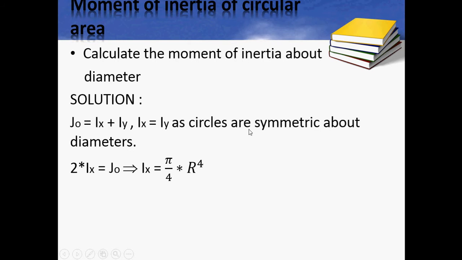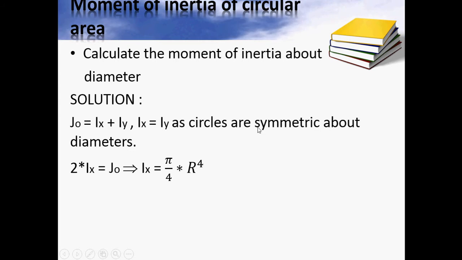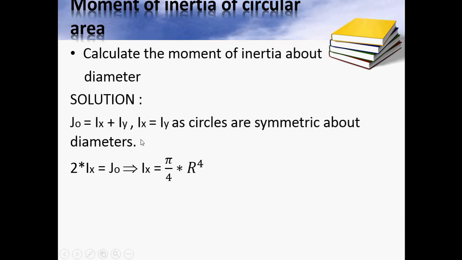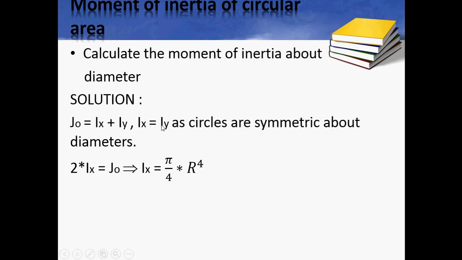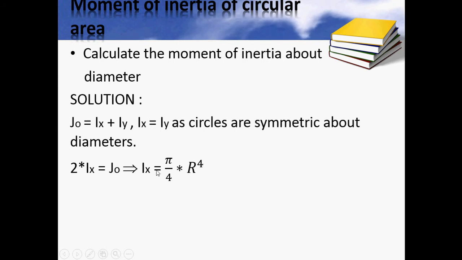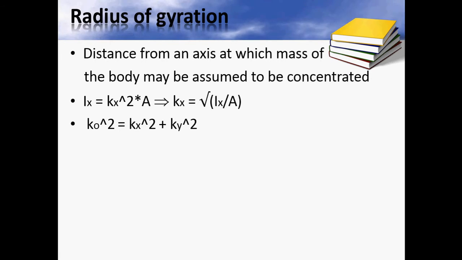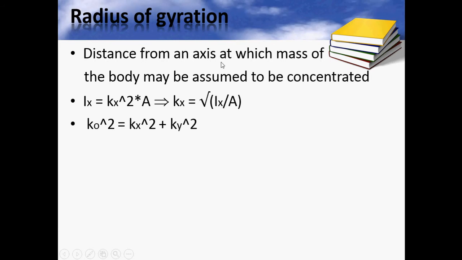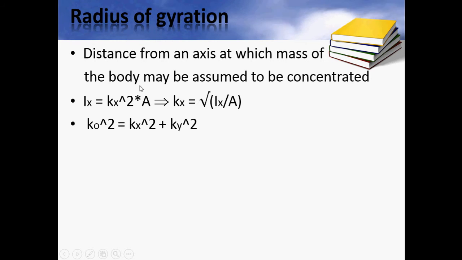Now let us calculate the moment of inertia about the diameter. So we have the relation J naught is equal to Ix plus Iy. Now let us consider the diameters of the circle as the x and y axes. As the circle is symmetrical about its diameters, Ix and Iy will be the same. So 2 into Ix is equal to J naught, and Ix is equal to pi by 4 into r to the power 4.